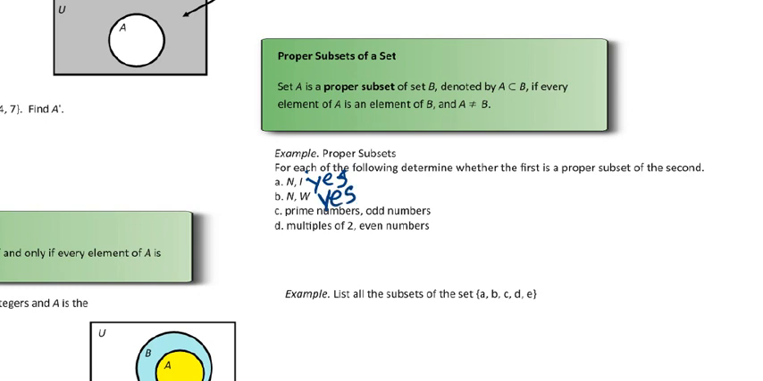C says, are all prime numbers odd numbers? That's no, because 2 is prime, but it's not odd. D says, are all multiples of 2 even numbers? Yes. And then, are all even numbers multiples of 2? That answer is yes. So since they're the same exact set, this would be no, it's not a proper subset.